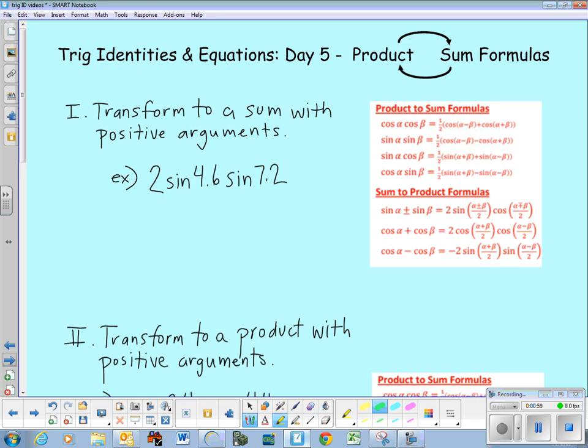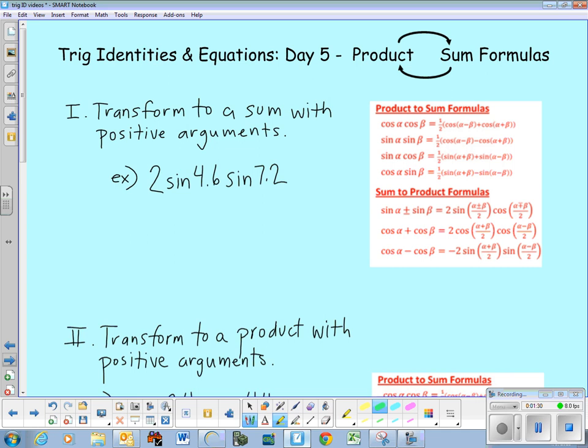A typical problem, at least from our book, to use these formulas would be to change a multiplication into an addition or an addition into a multiplication. This might be useful in solving. We're getting ready to start trig equations soon. And for instance, if you have an addition and you can turn it into a multiplication, that might be something that will help you solve that particular equation. We'll have to see those as we come to them. So let's start with this.